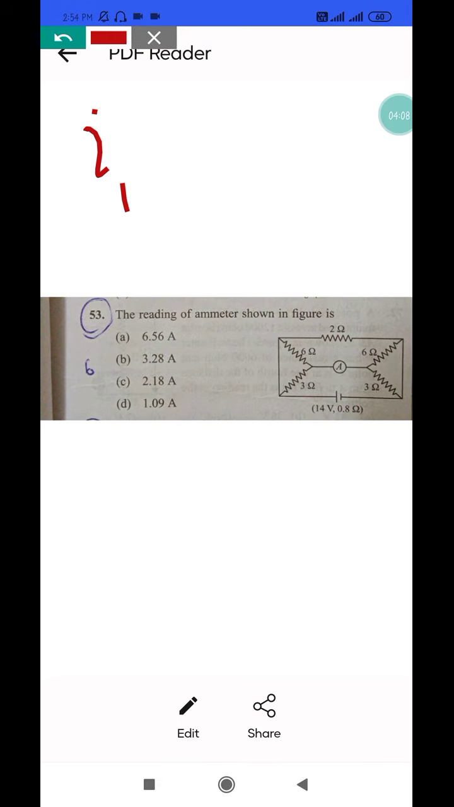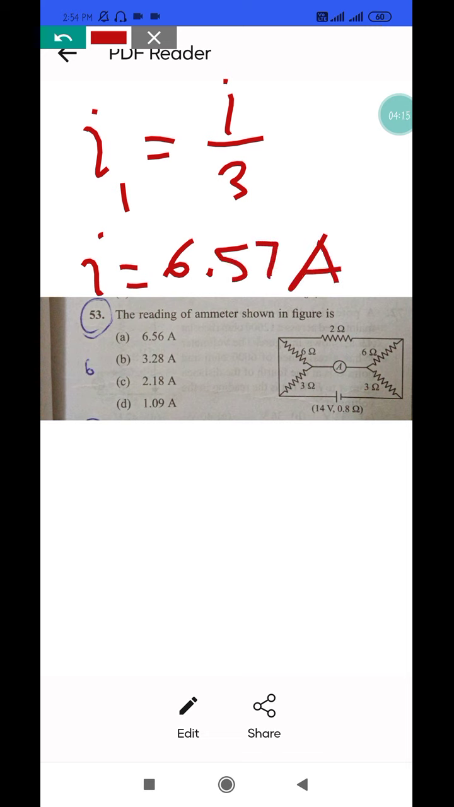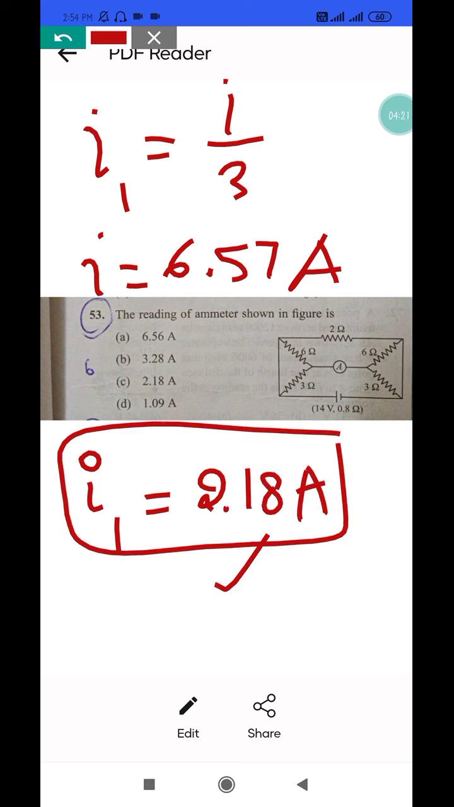So I1 is nothing but I by 3. The total current I we got as 6.57 ampere. So just by substituting it, I can write I1 as 2.18 ampere. This is the answer. Is that clear? So option C is the right answer.